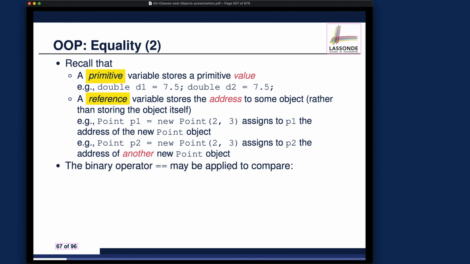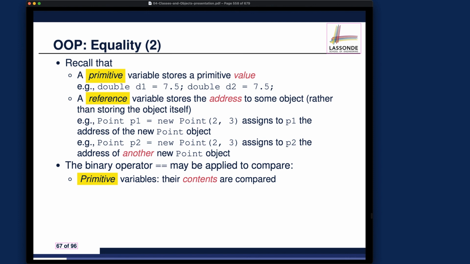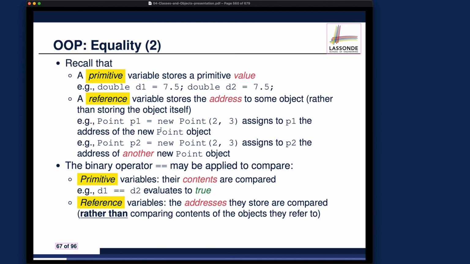Okay, so now the binary relational operator for equal may be applied to compare primitive variables. For example, I might simply say D1 equals D2. That means I'm comparing the values of those primitive variables, right? And I might also say P1 equals P2. So I'm not really comparing the contents over here. That's not what I'm comparing.